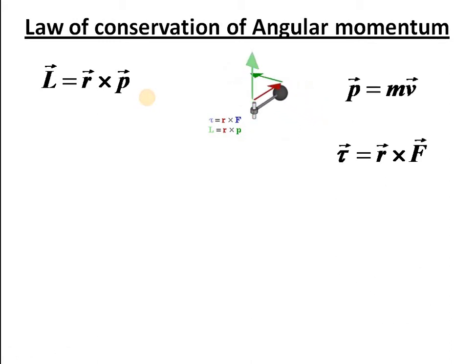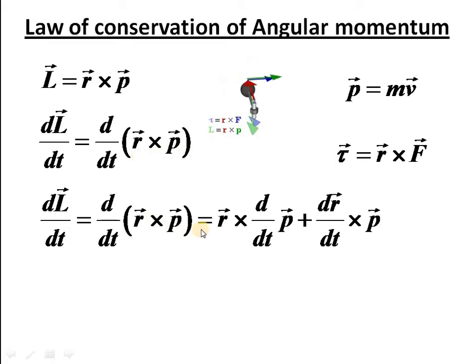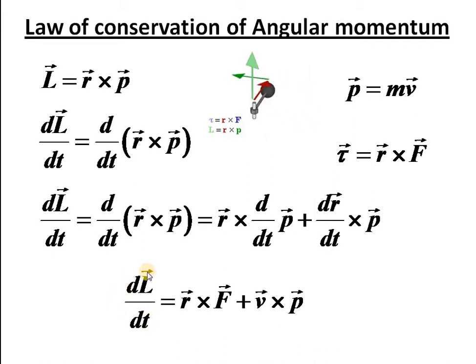This is a well explained idea in your UG classes, and this is not new. Of course, we have momentum equals mass times velocity, and if a body is rotating, then you have the equation for torque also. Torque is given by r cross F. Then if you differentiate this angular momentum with respect to time, differentiating both sides and expanding the right hand side, you will get r cross dp by dt plus dr by dt cross p. Obviously dr by dt is the velocity and dp by dt, the rate of change of momentum, is the force. So we get dL by dt equals r cross F plus v cross p.